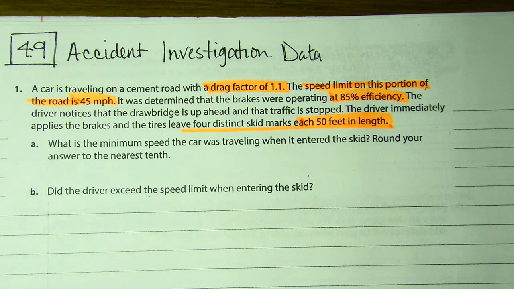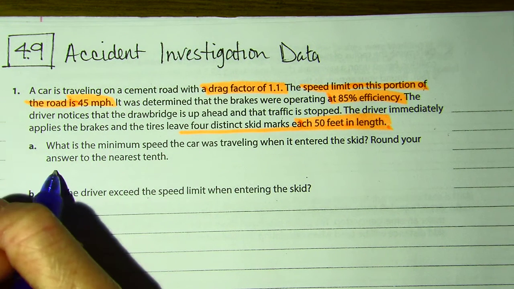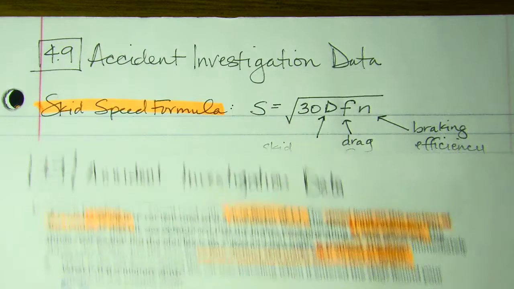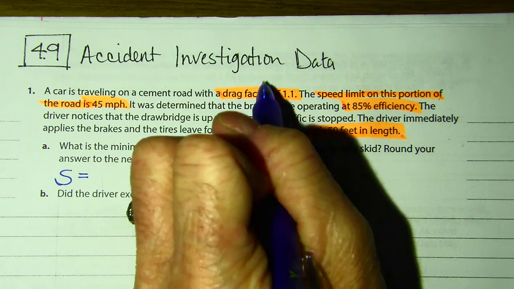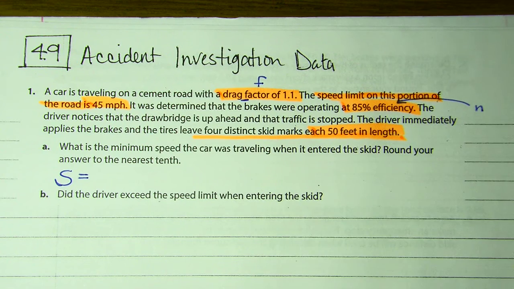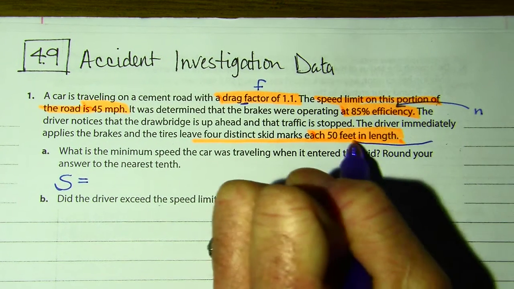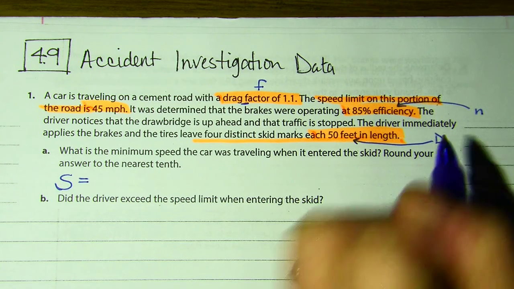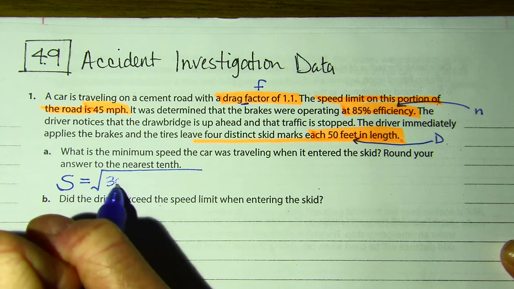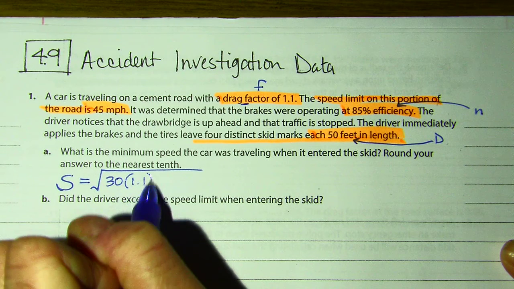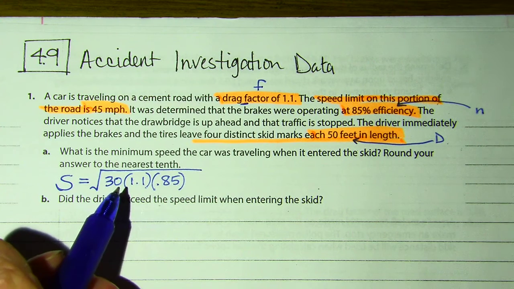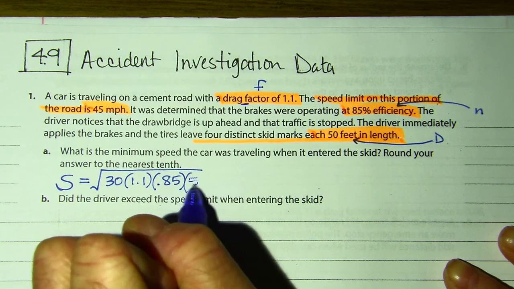All right, so I'm going to use my formula, and I'll change colors so this sticks out. The speed at which the car was traveling, we're using this first formula I wrote down. And I know that because it gave me my drag factor, so there's F. Braking efficiency, that's N. And 50 feet in length, that is my D for the distance of my skid marks. So, the speed at which this car was traveling, here's the formula, 30. And it doesn't matter what order you write them in, so I'm going to just write them in the order that they gave them to me. 85% would be 0.85. Remember, we always have to convert our percents to decimals. And then my skid marks were 50 feet in length.